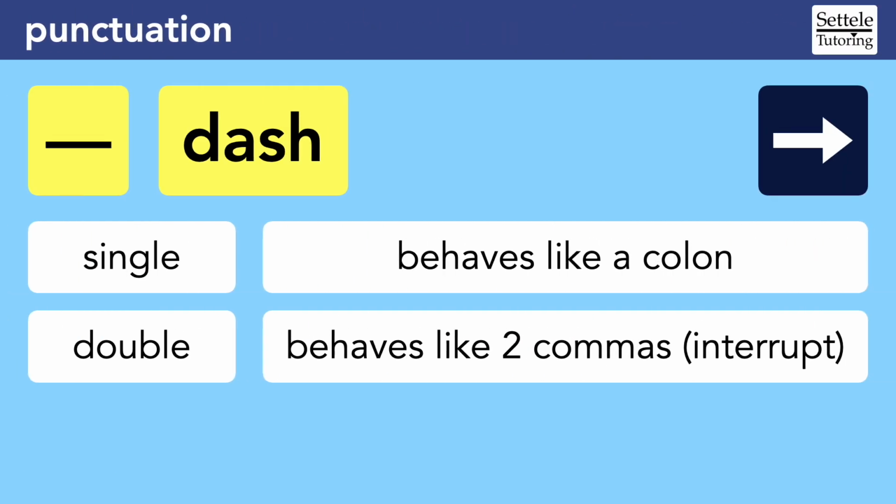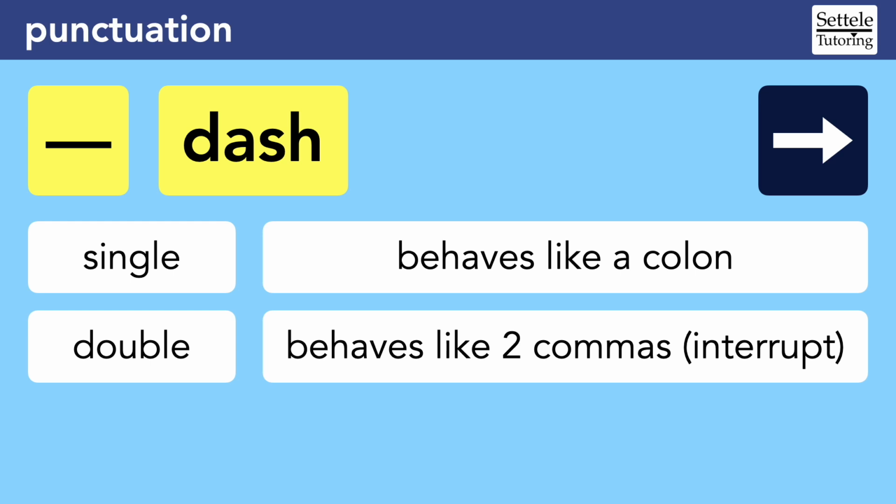Dashes are also a secondary punctuation mark on the SAT, mostly because it's usually obvious when a dash will be part of the correct answer. A single dash can be used exactly like a colon to add an extra clause after a complete sentence. Double dashes are placed at the beginning and end of an interruption, just like two commas.